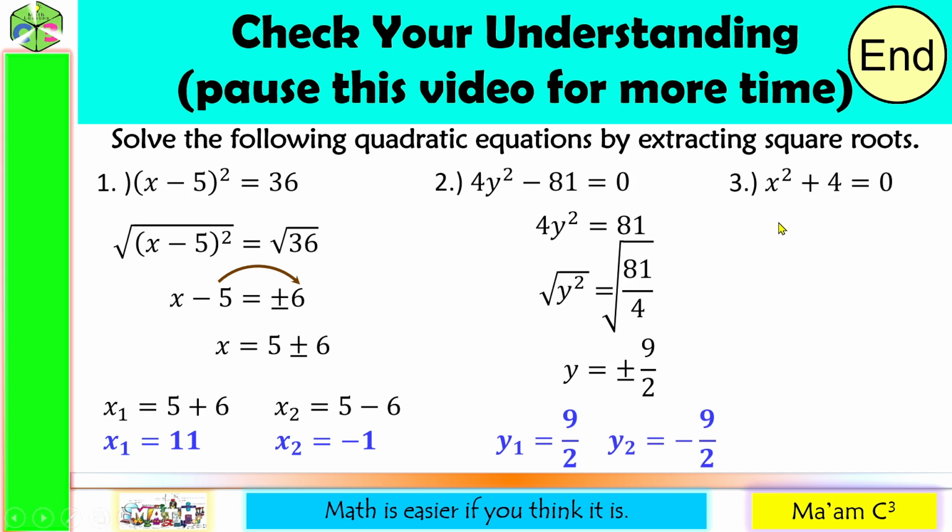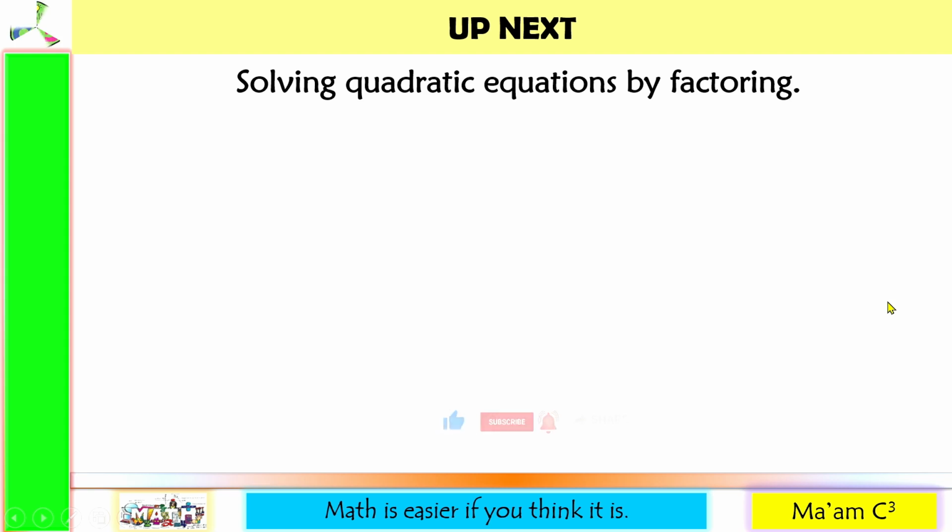Last one, we have x squared plus 4 is equal to 0. Let us move this on the other side. It will become negative 4. Let us extract square roots of both sides. So this square root and this exponent will simply cancel out. Notice that our c is less than 0, a negative number, meaning we do not have real roots. Our next lesson is solving quadratic equations by factoring.